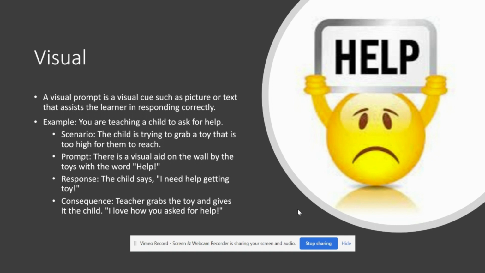The prompt is that there's already a visual aid on the wall next to the toys for this exact scenario that says the word help. The child tries to reach the toys, sees that prompt up on the wall, and then says, I need help getting toy. The consequence, teacher grabs the toy and gives it to the child. I love how you asked for help.